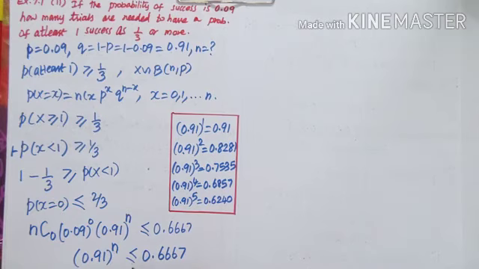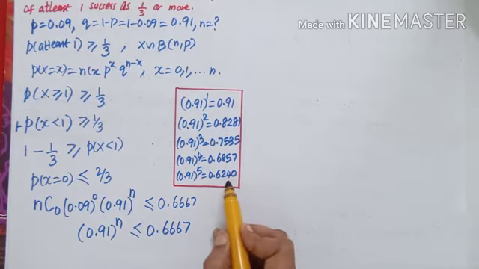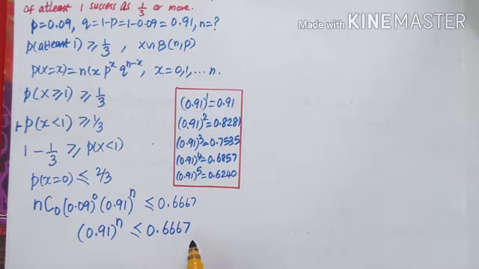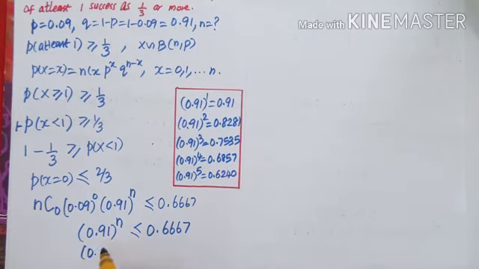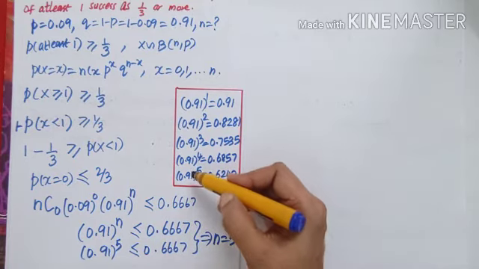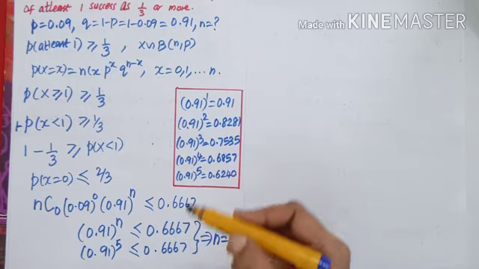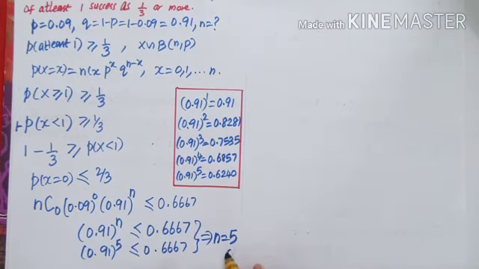My question is, which is below 0.6667? So out of all the powers, here I get a number for the first time which is below 0.6667. Which power do I get? Power 5. So I write 0.91 power 5 is less than or equal to 0.6667. This implies n is equal to 5. And if I go on to power 6, power 7, power 8, it will be still less. So I will say 5 or more.